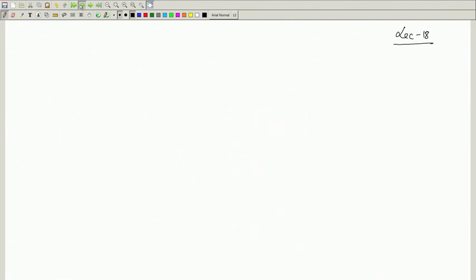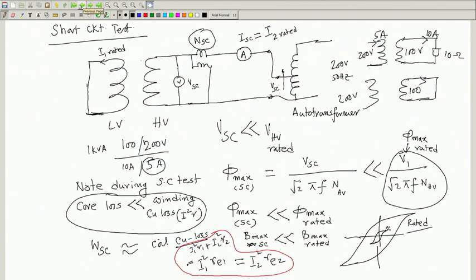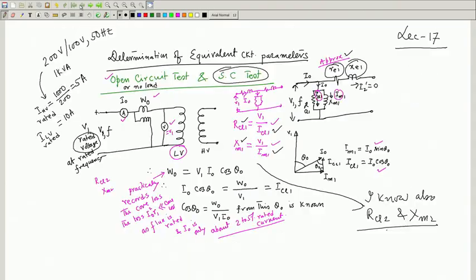Welcome to lecture number 18, and we have been discussing two simple tests. Performing those two tests, one can determine the equivalent circuit of a transformer. For example, you first do the open circuit test, and the open circuit test is carried out from the LV side. If you call the LV side as 1, then you will be getting this RCL1 and XM1.